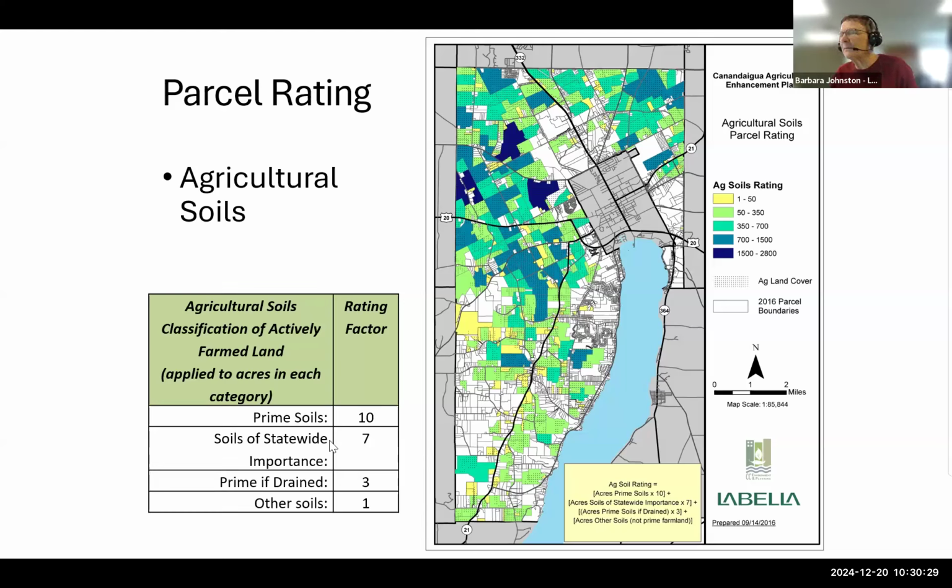We based it largely on USDA soil classification for farmland: prime soils, soils of statewide importance, prime if drained, and other. We multiplied those factors by the number of acres of farmland with that soil type within each parcel. So the parcels that are the largest and had the most farmland got the highest ranking. We also created a spreadsheet so that you could look up any parcel and see how it ranked. This is the first category, which is agricultural soil strictly.